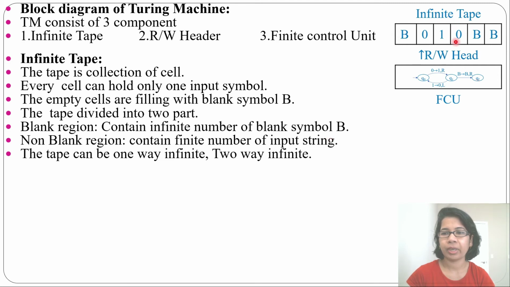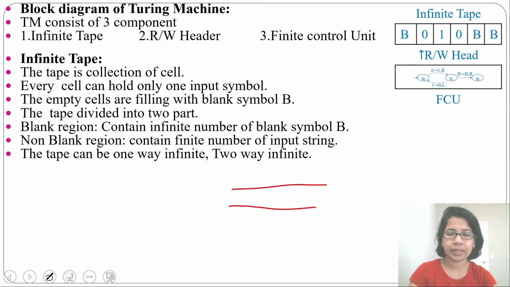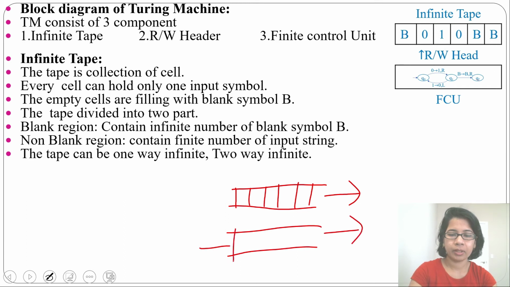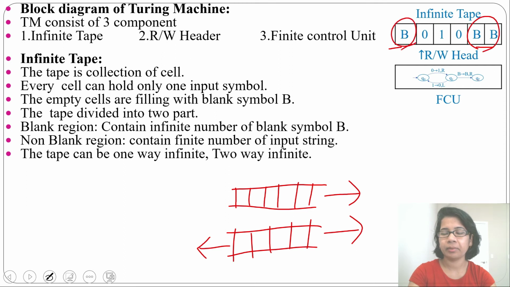Here this is two-way infinite. One-way infinite means only right infinite or left infinite. Suppose this is a tape and here one side will be blocked and it is just right infinite. This is one-way infinite. If you can move on both sides, then this is two-way infinite, as on both sides there are blanks. In one-way infinite, just the right side will be blank or just the left side will be blank.